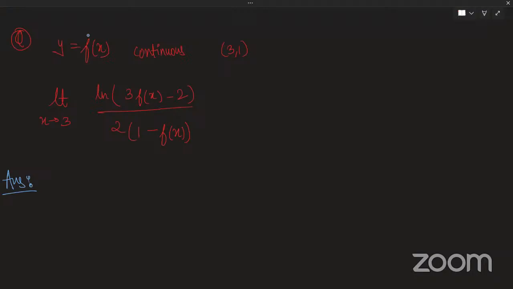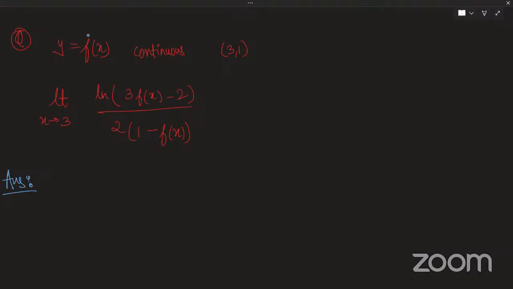So a function is y is equal to f of x. It is continuous and it passes through the point 3 comma 1. And it is asking me what is the value of limit x tends to 3 natural log 3 f of x minus 2 by 2 into 1 minus f of x. Can you just tell me which form is this? If I substitute my value x is equal to 3, what will happen?